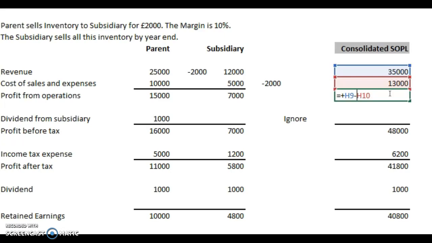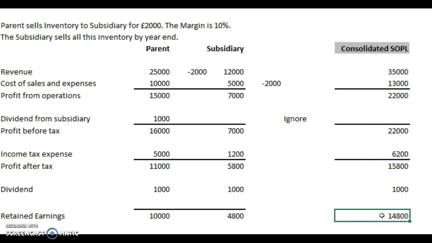So revenue minus the cost of sales this time gives 22,000. That makes more sense. Gives us a profit of 14,800. Let's just review what we've done here. So we've got the parent plus the subsidiary less the adjustment. In fact, I'll put the adjustment in here. Less the adjustment plus the subsidiary.